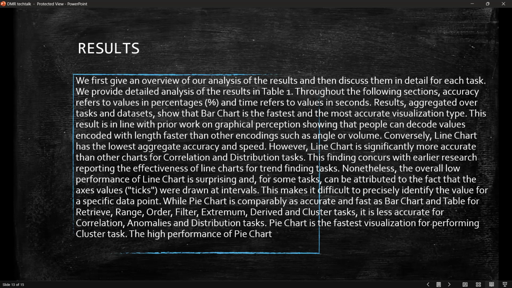Nonetheless, the overall low performance of the line chart is surprising and for some tasks can be attributed to the fact that the axis value ticks are drawn at intervals. This makes it difficult to precisely identify the value for a specific data point. While pie chart is comparably as accurate and as fast as bar chart and table for retrieve, range, order, filter, extremum, derived, and cluster tasks, it is less accurate for correlation, anomalies, and distribution tasks. Pie chart is the fastest visualization for performing cluster tasks. The high performance of pie chart.